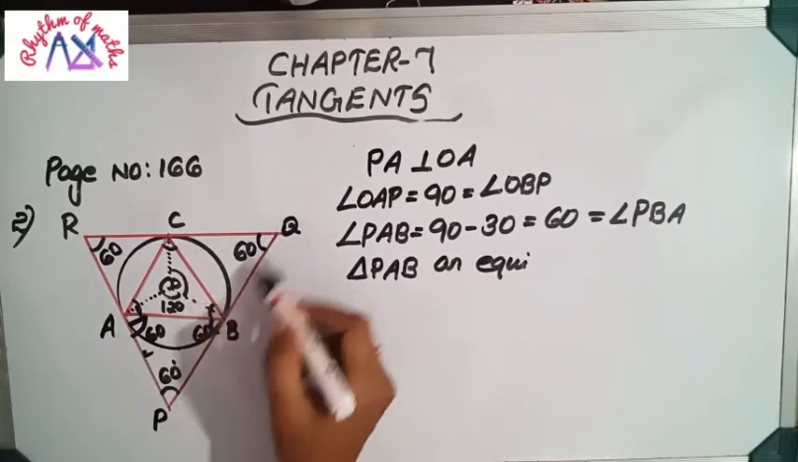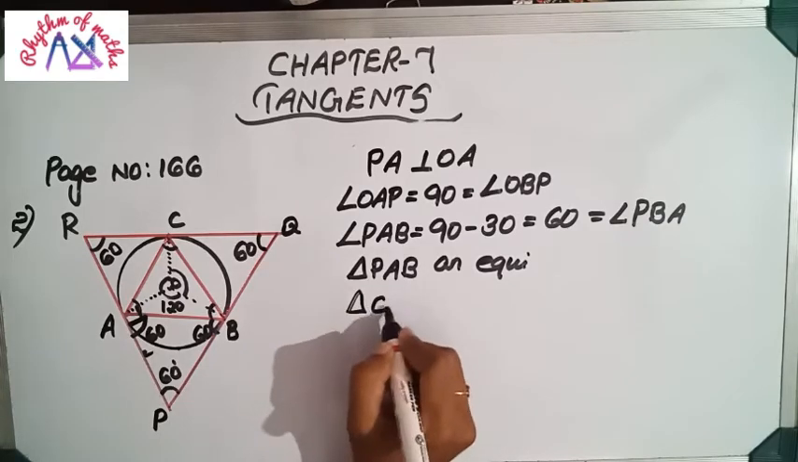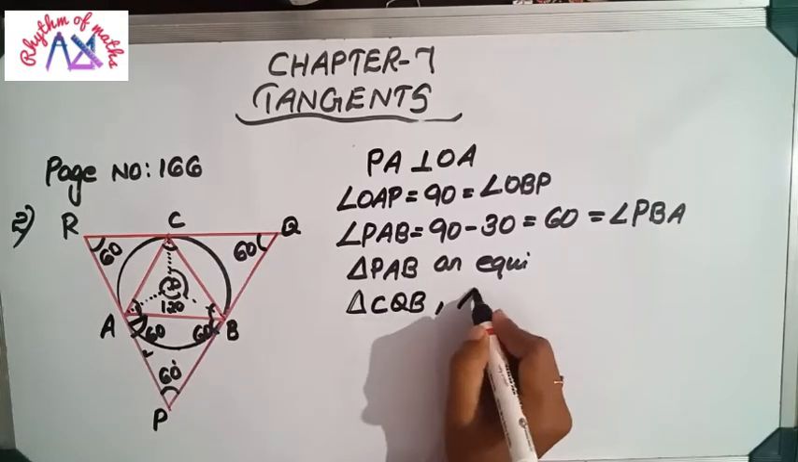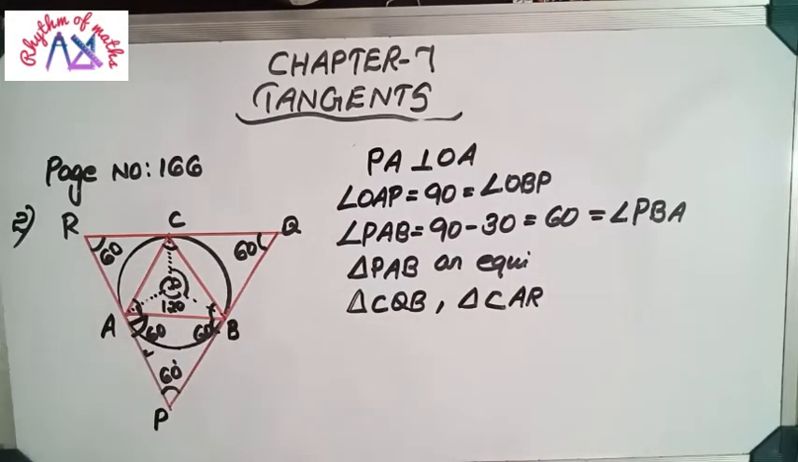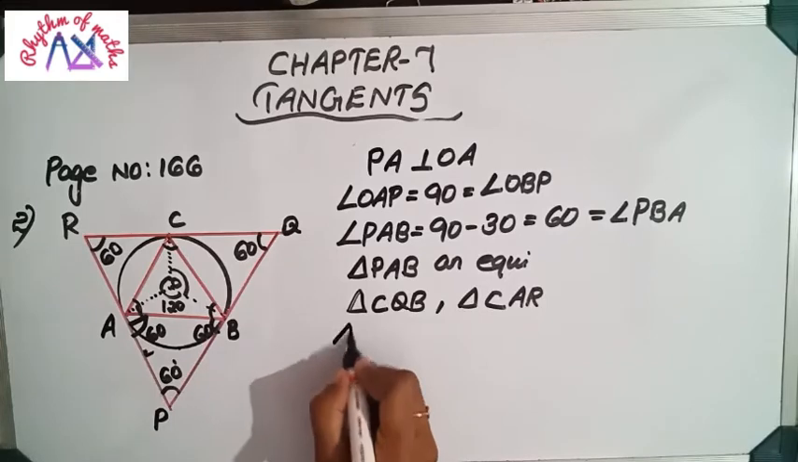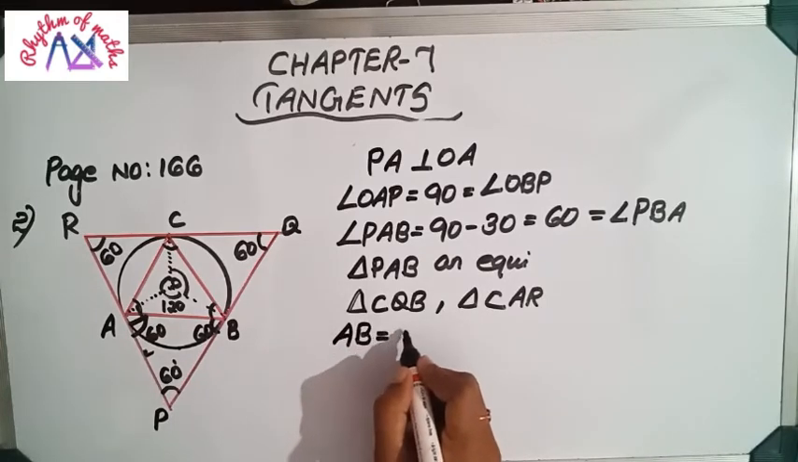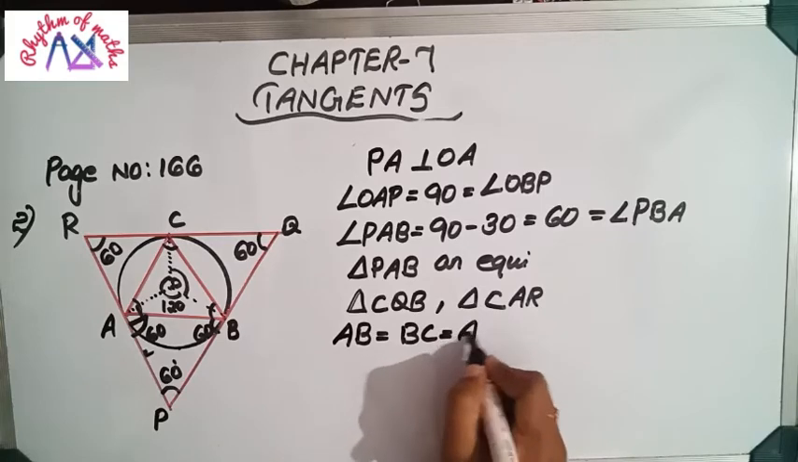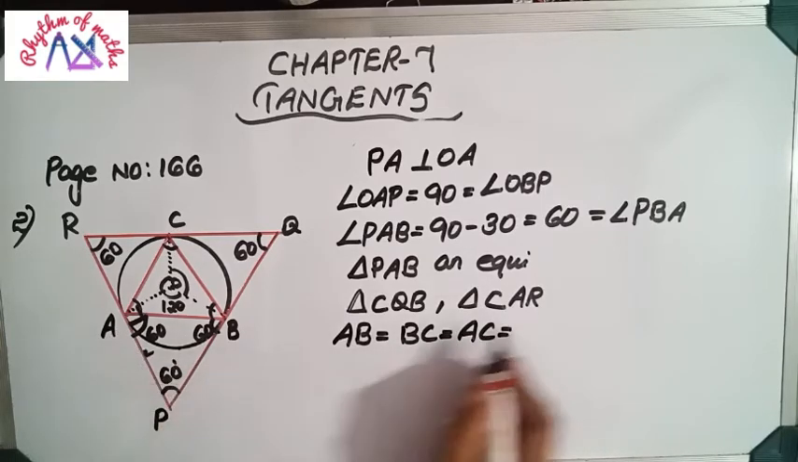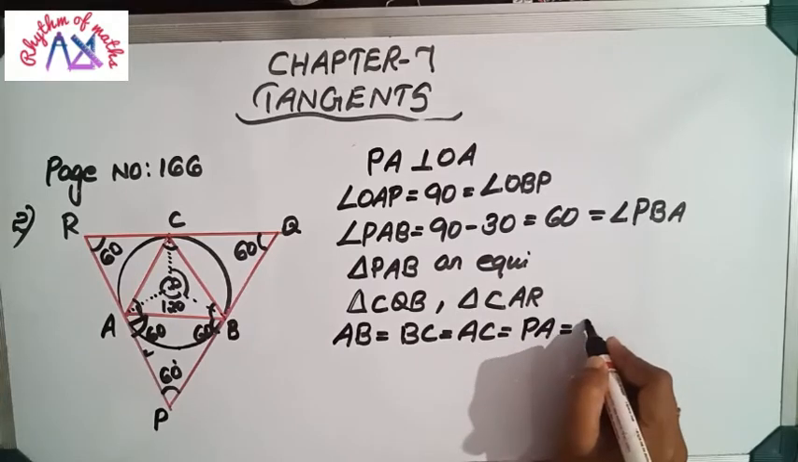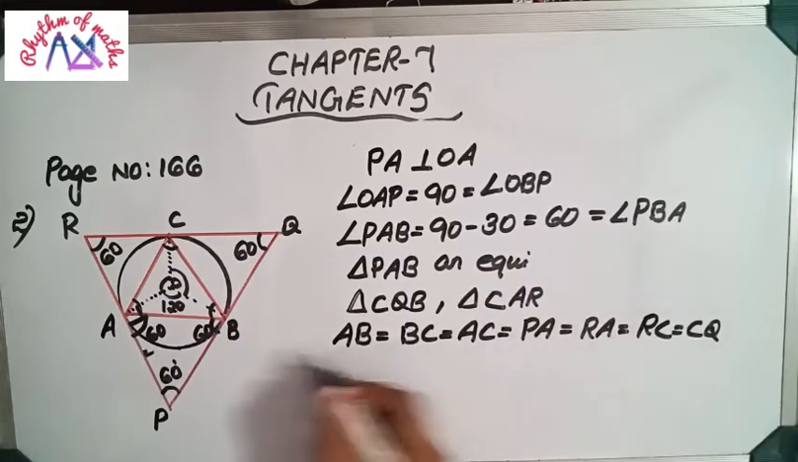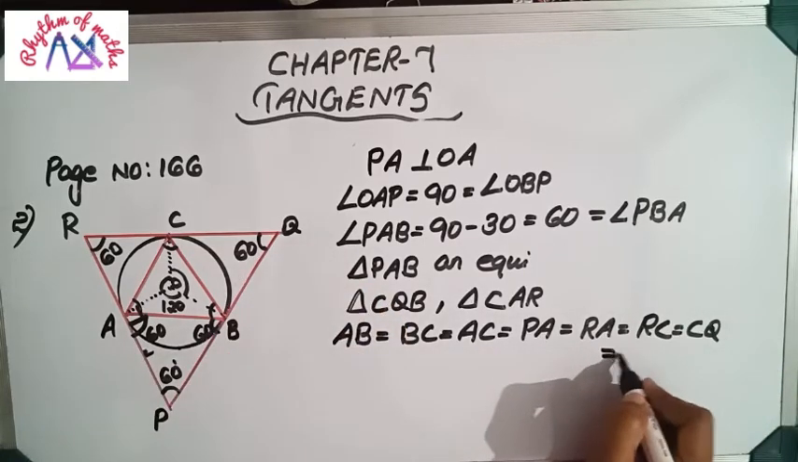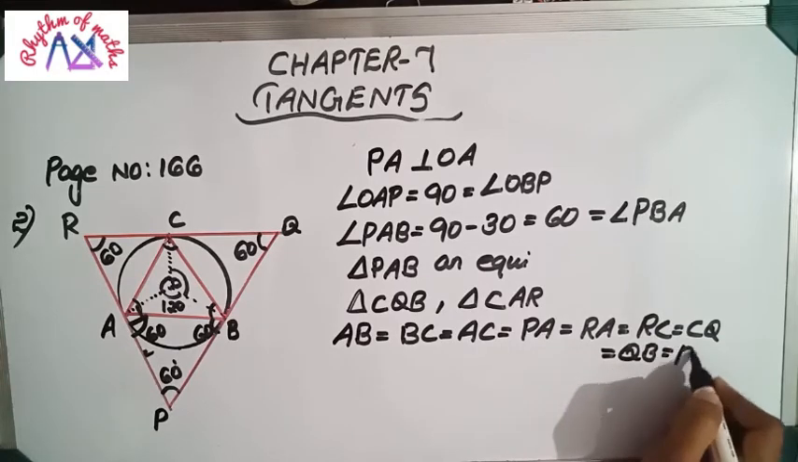Now by considering this one also, we will get triangle CQB and triangle CAR. All these three triangles are also equilateral triangles, and when you check, you can see that the sides will also be equal. That means AB equals BC equals AC equals the remaining sides, that is PA equals RA equals RC equals CQ equals QB equals PB.